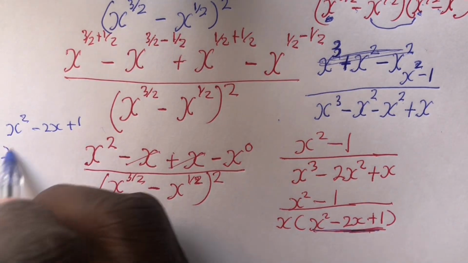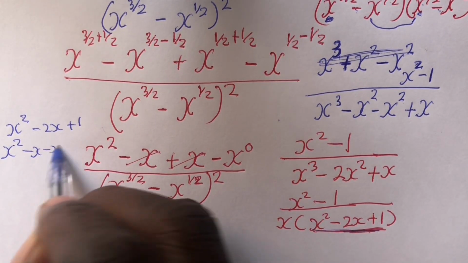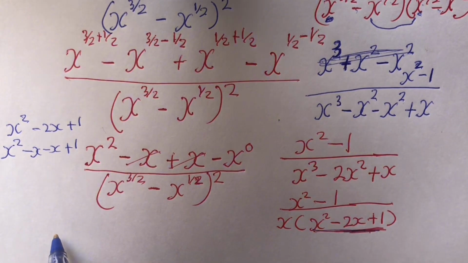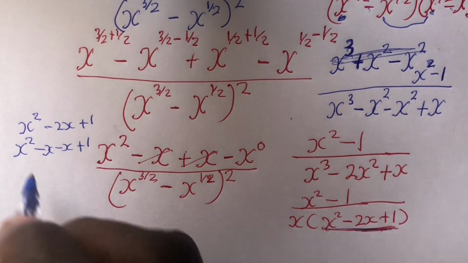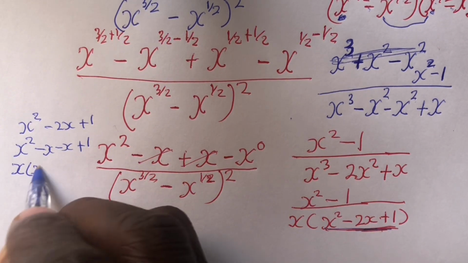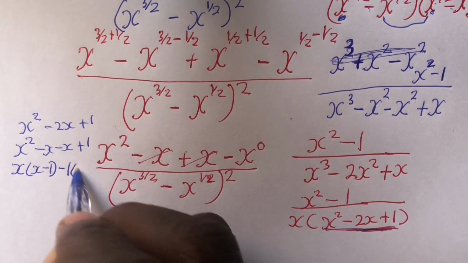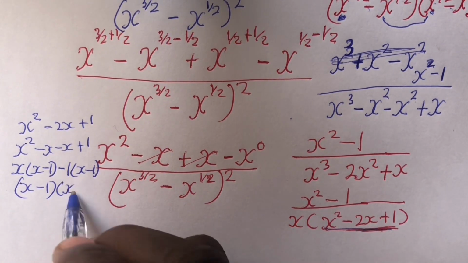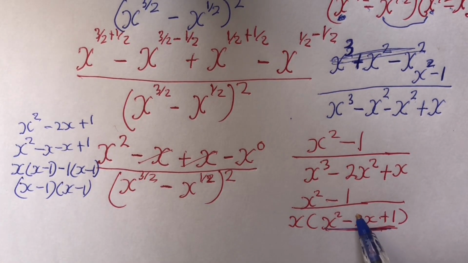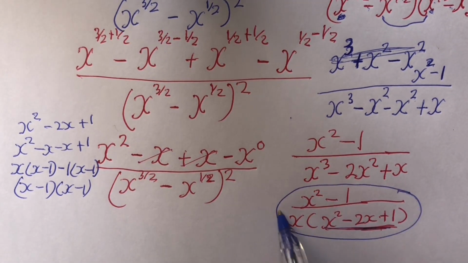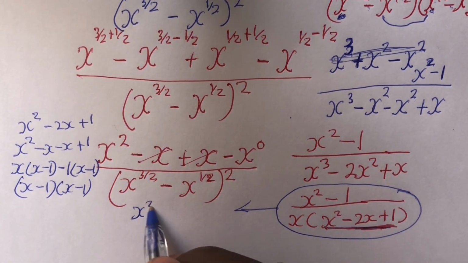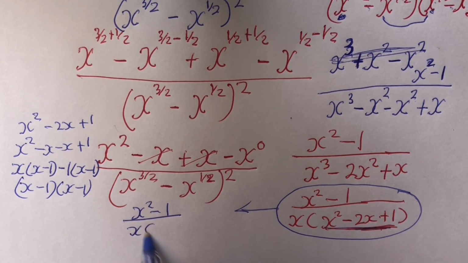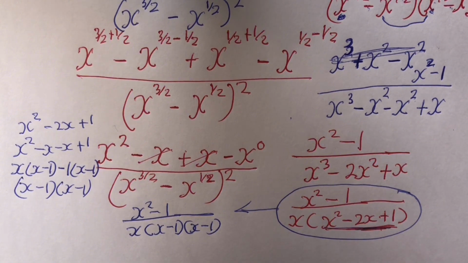This is the same as x squared minus x minus x plus 1, which will give us x into x minus 1 minus 1 into x minus 1. That is x minus 1 into x minus 1 repeatedly. So the whole of this will now be x squared minus 1 on x times x minus 1 times x minus 1. Now, x squared minus 1 is difference of two squares.